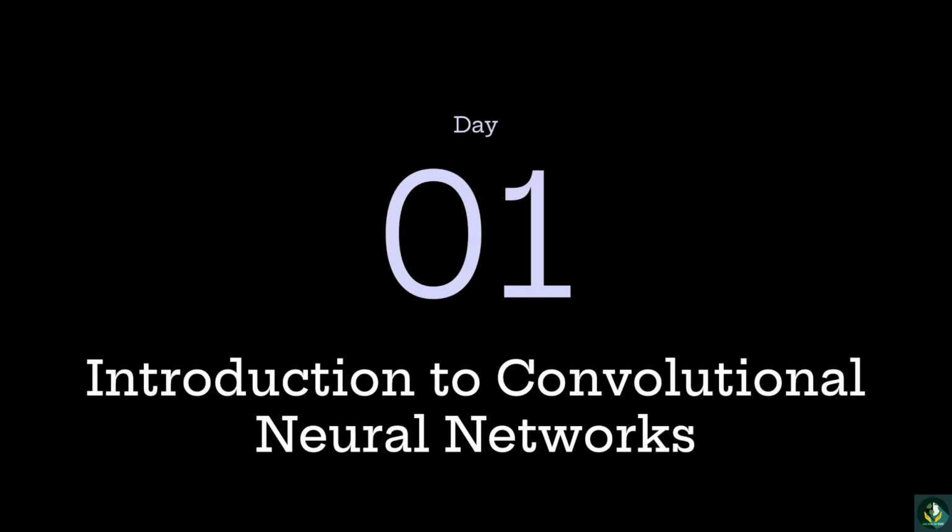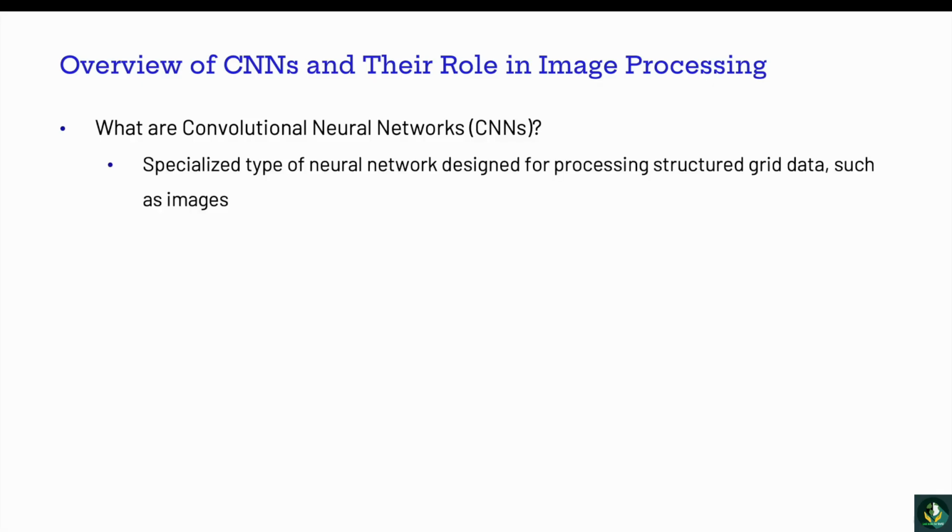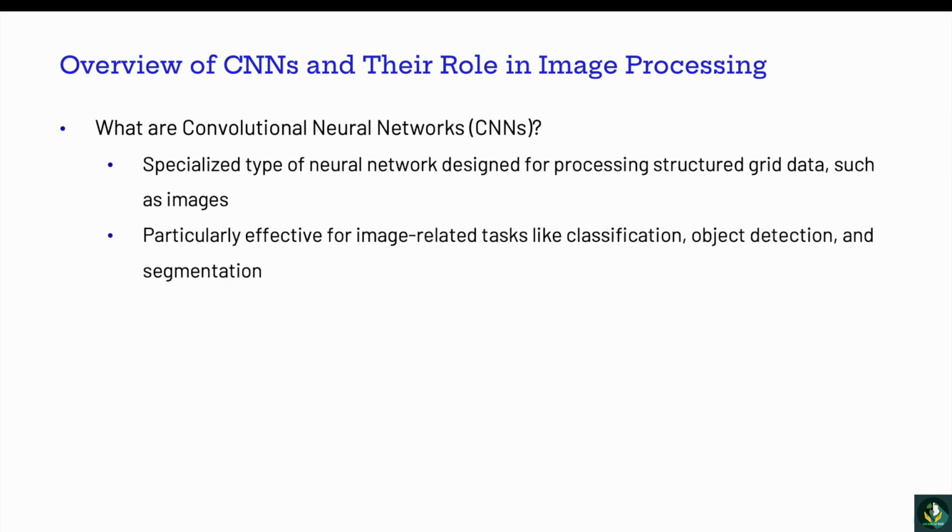Welcome back to week 10, where on our first day, we're going to look at Introduction to Convolutional Neural Networks. Let's first dive into an overview of CNNs or convolutional neural networks and their role in image processing. Now first, let's cover what are convolutional neural networks or CNNs. CNNs are a specialized type of neural networks designed for processing structured grid data such as images. They are particularly effective for image-related tasks like classification, object detection, and segmentation.